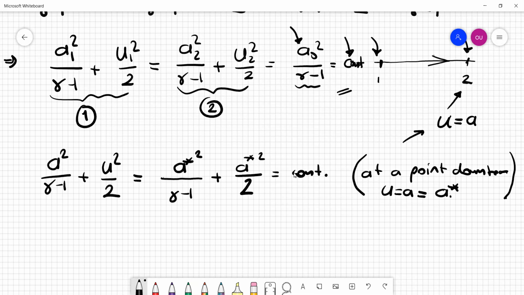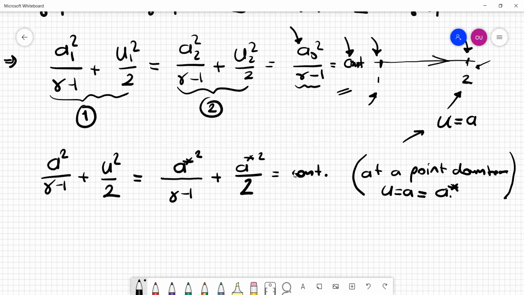The value of the speed of sound could be different at 1. And in the general condition, of course, it will have a different value at 2. But at the special condition that 2 is a condition where u is equal to a, at that condition I call it a star, or we define it in aerodynamics.